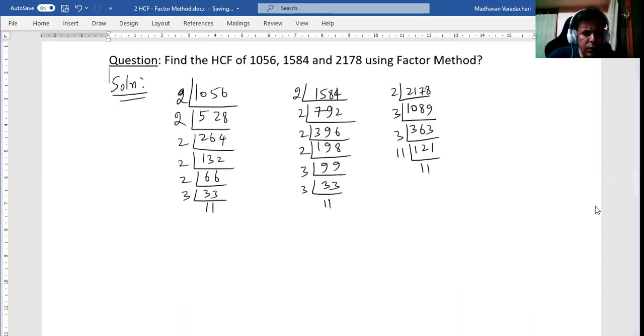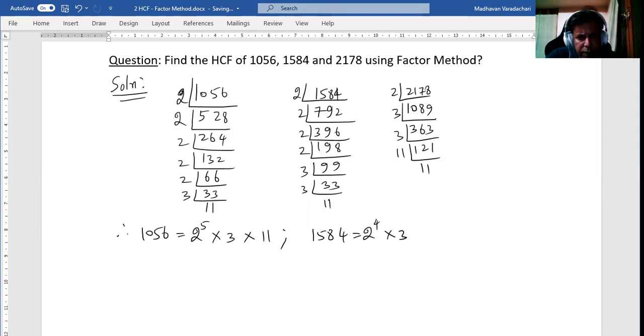Now let us write down the numbers with their prime factors. So 1056 is 2 to the power of, how many 2s are there? 1 2 3 4 5. 2 power 5 multiplied by 3 multiplied by 11. Now 1584 is 2 to the power of 4 multiplied by 3 square multiplied by 11. Again, 2178 is 2 multiplied by 3 square multiplied by 11 square.